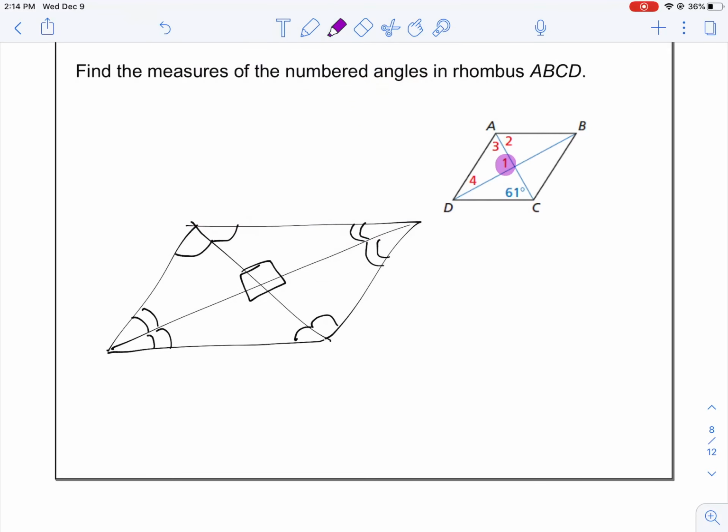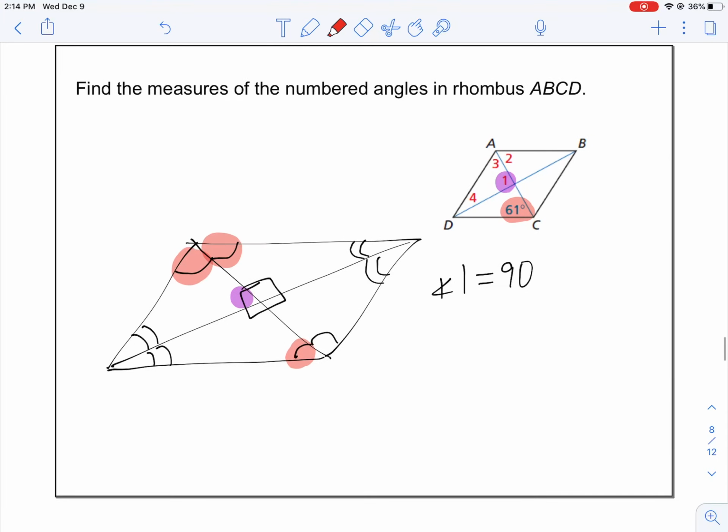Well, it looks like angle 1 is right here, but that mark means that it's 90. So cool. Angle 1 is 90. Well, this right here is 61, but that must mean this is 61, and this is 61, because all of those are congruent. So angle 2 is 61, and angle 3 is 61.